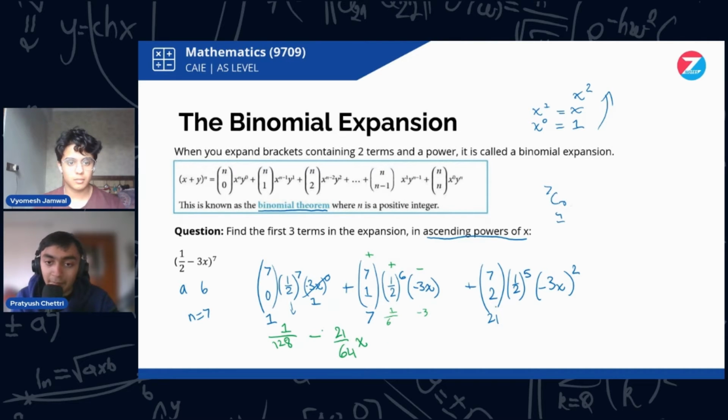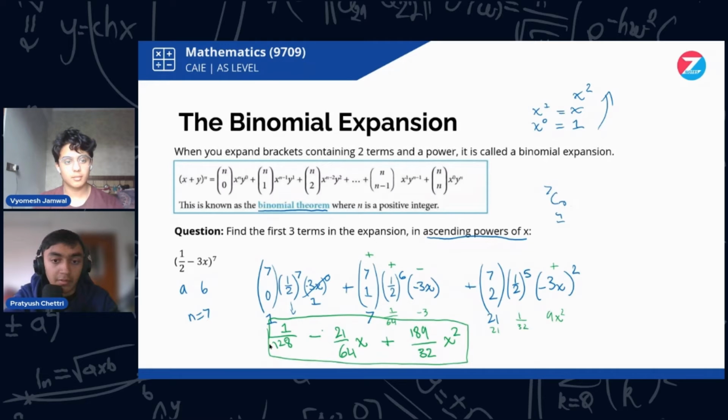Right. Next term. This is 21, this is 1 over 32, and this is positive because it's squared. So 9x squared. Multiply these. 21 times 9 divided by 32, and plus 189 over 32 x squared. These are our first three terms of the expansion.